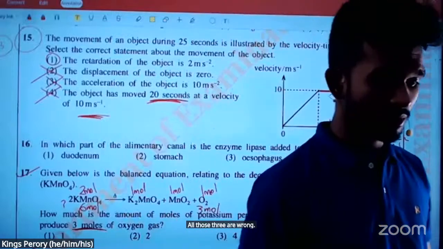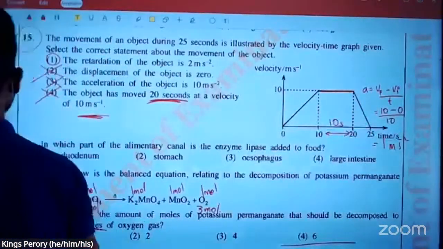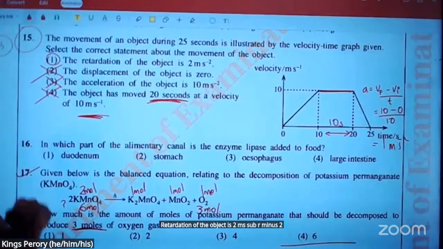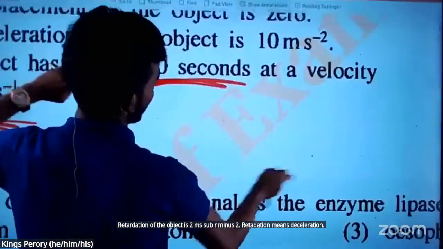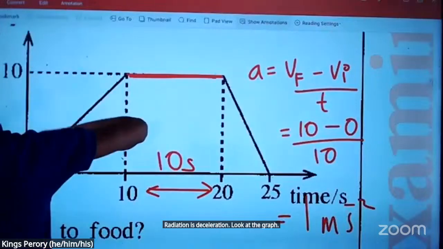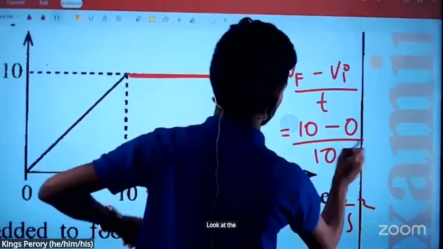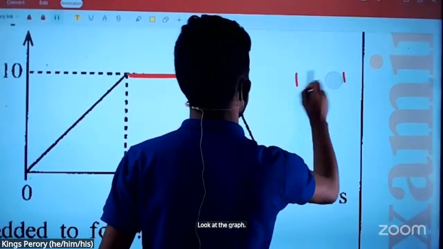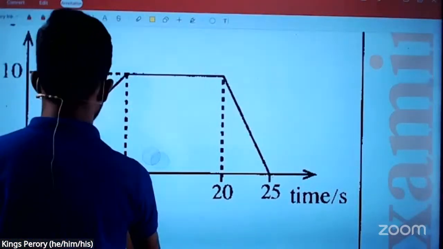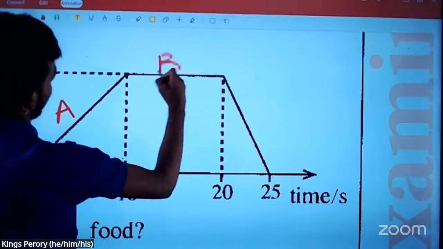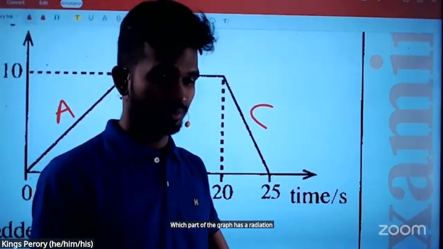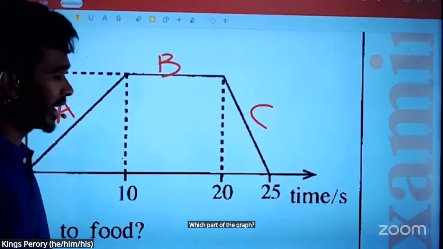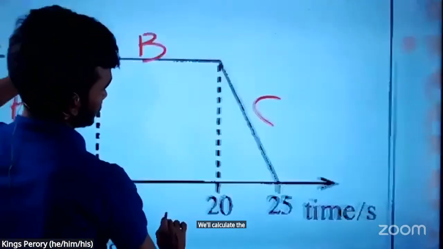Now read the first one. Retardation of the object is 2 m/s². Retardation means deceleration. Look at the graph. Which part of the graph has a retardation? C. We'll calculate the retardation there.